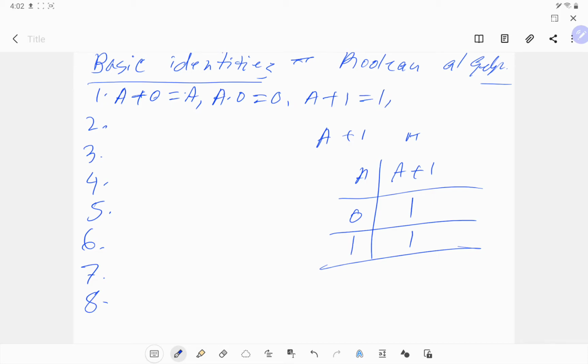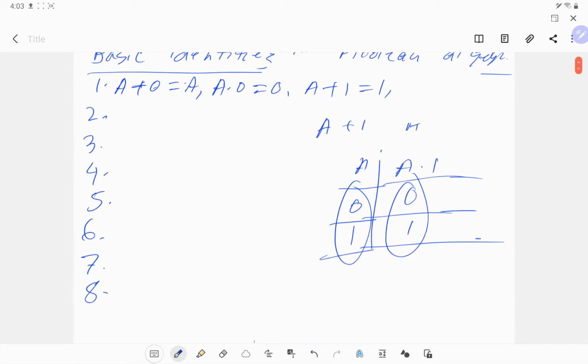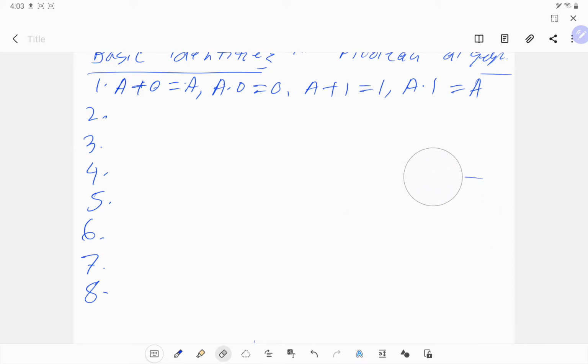Then A times 1. So 0 times 1 is 0, 1 times 1 is 1. So these two columns are the same. So A equals A times 1. So if it is A times 1, then this equals A. So these 4 rules we now know. These 4 rules are between a variable and a constant.